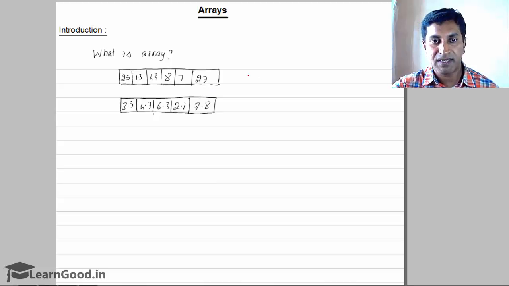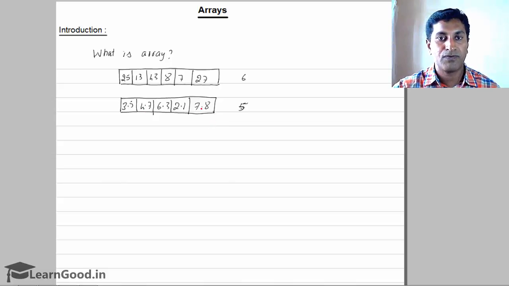When I specify the size as 6 in the beginning, while declaration, then I can store only 6 elements. If I specify the size as 5, then I can store only 5. Dynamically you cannot increase or decrease. So in the initial stage itself you have to decide how many elements the array is going to hold. Here I want to store 5 elements of double data type. Here I want to store 6 elements of type integer. That can be done.